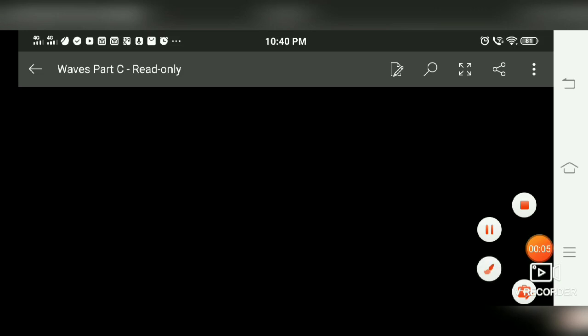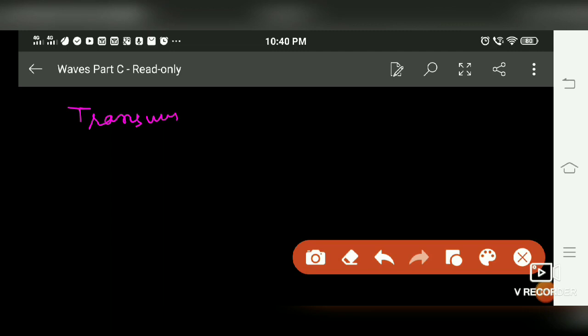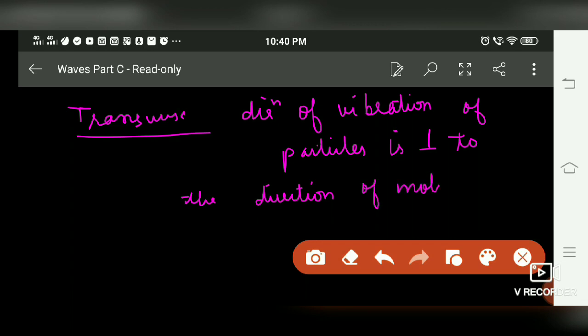First, for the transverse wave. Transverse waves are those waves in which the direction of vibration of particles is perpendicular to the direction of motion of the wave.